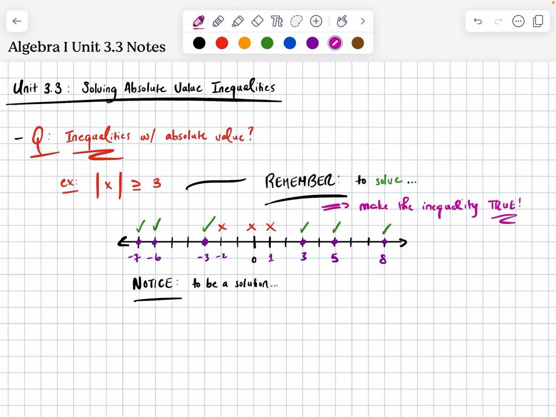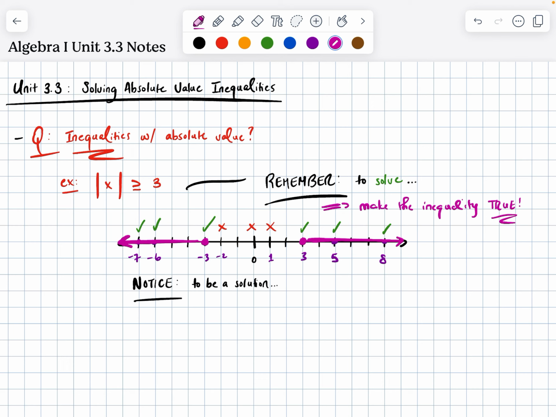So what we've found here is that if I take 3 or any number to the right of 3, or if I take negative 3 or any number to the left of negative 3, I will get a number whose absolute value is greater than or equal to 3.